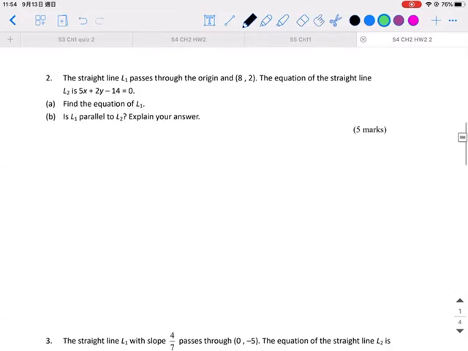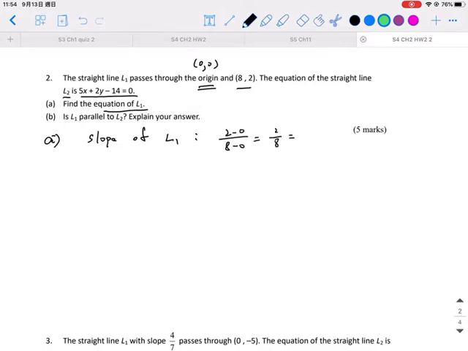So for question number 2, the straight line L1 passes through the origin. Okay, remember the point of origin is (0, 0). And (8, 2), that means we have 2 points. The equation of the straight line L2, there's another line, is equal to this one. So first of all, find the equation of L1. As we have 2 fixed points, therefore we can find the slope of L1. It should be 2 minus 0 over 8 minus 0. That means 2 over 8. After simplification, you get 1 over 4.